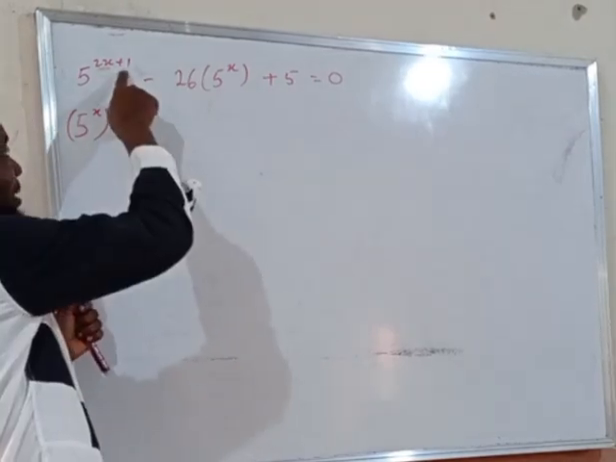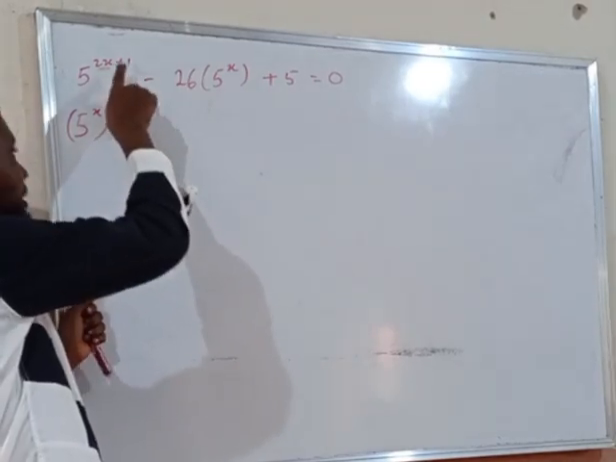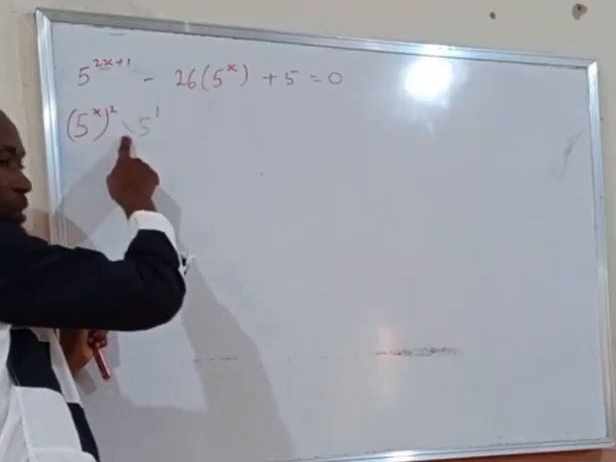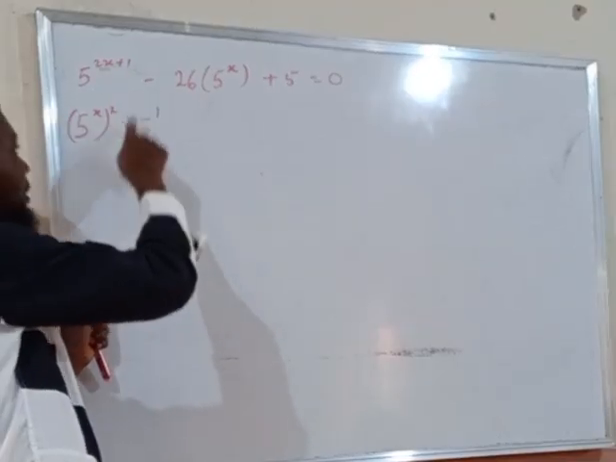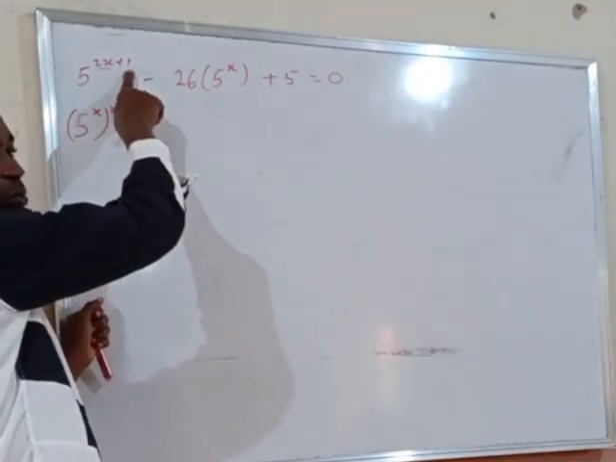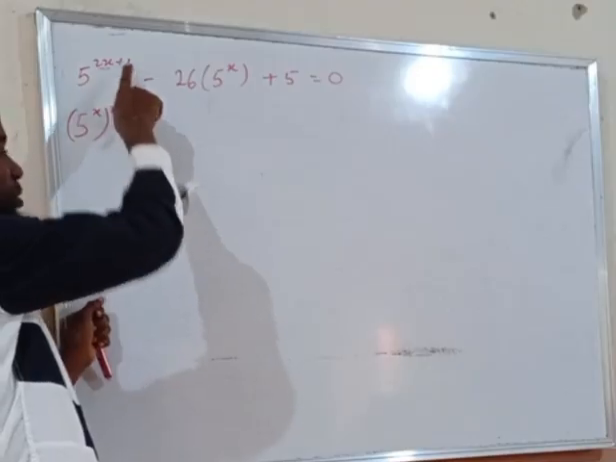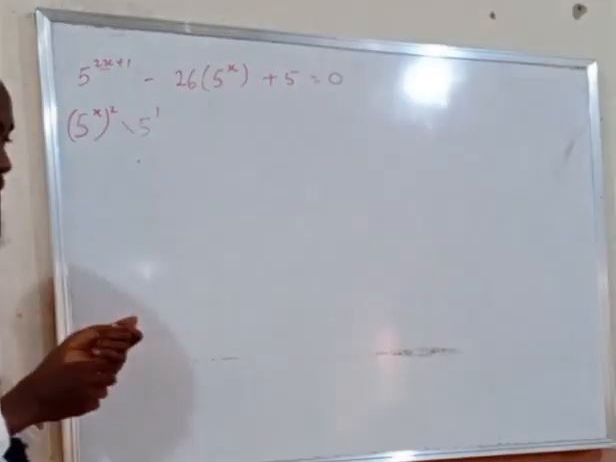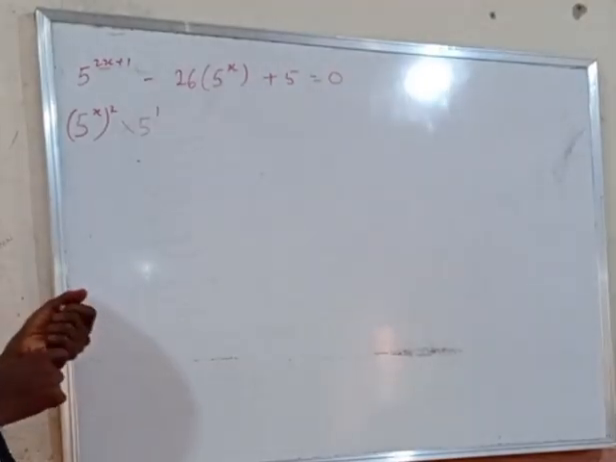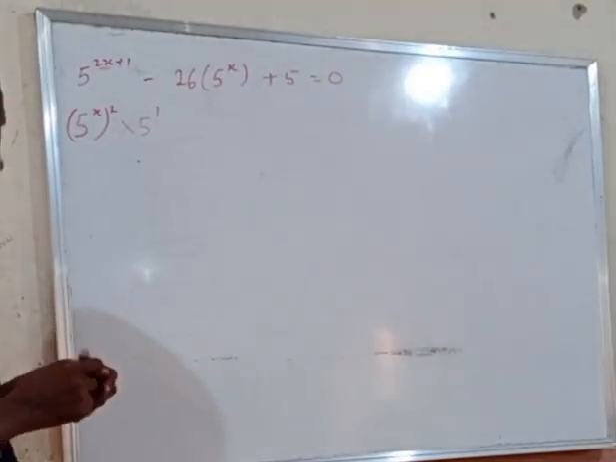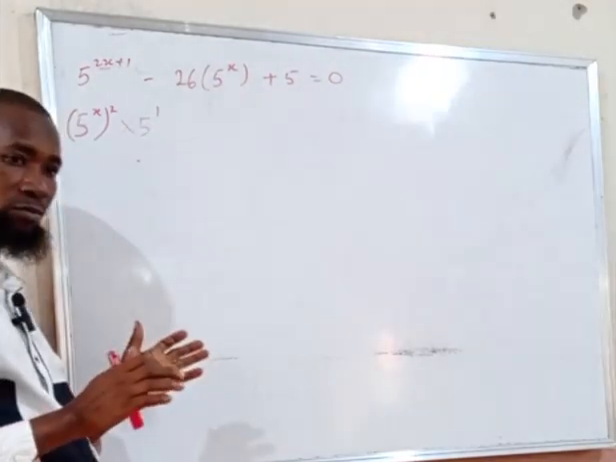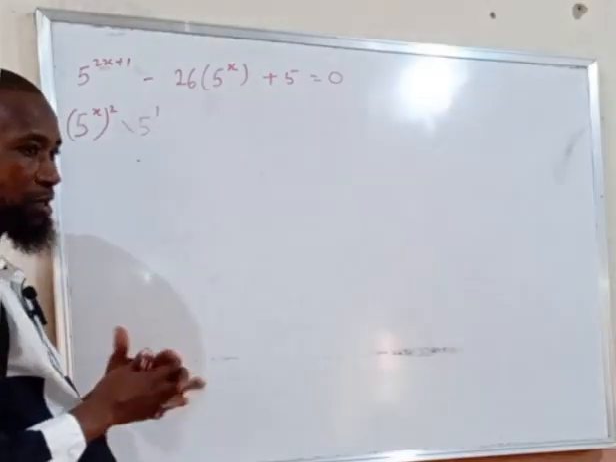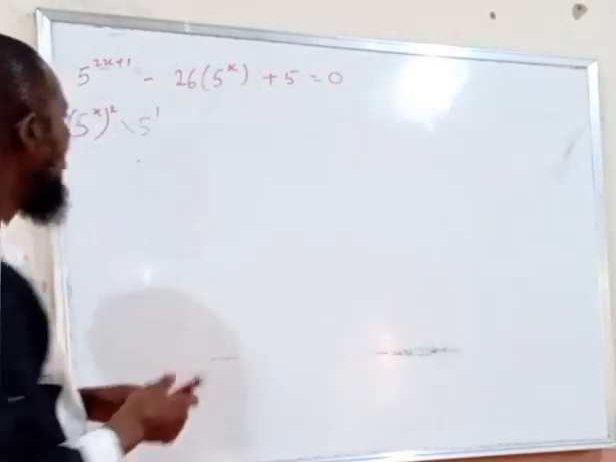So when we have an extra term like this, if it is plus, it changes to times. Is it clear? So this one, to be written in index form, has to be 5 raised to power what? 5 raised to power 1. I hope that is clear. Are you sure? All right.